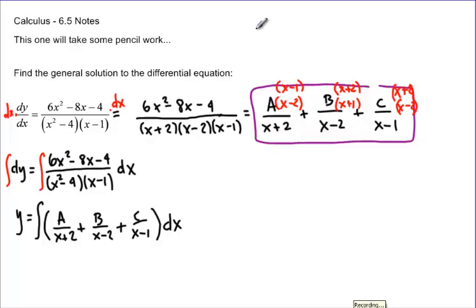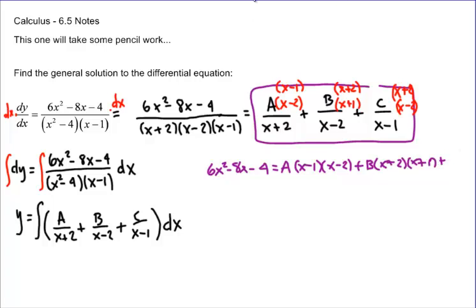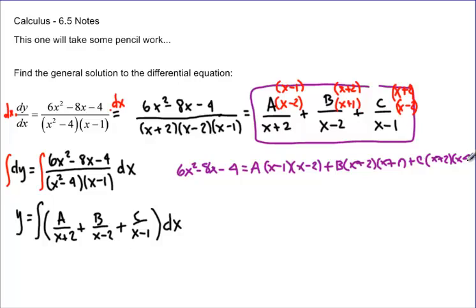Okay, so what we're really solving then is 6x squared minus 8x minus 4 is equal to A times x minus 1 times x minus 2, plus B times x plus 2 times x minus 1, plus, let's move all this over a little bit, we need a little more space, plus C times x plus 2 times x minus 2. Okay? Well, that's a big long thing.